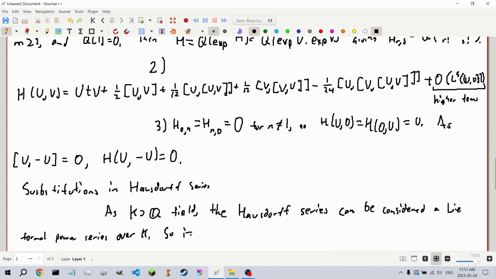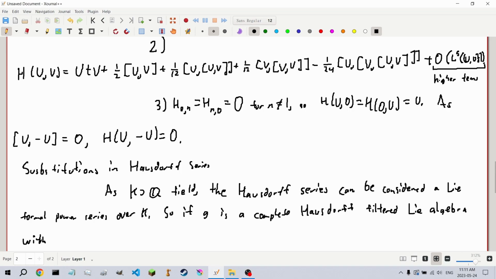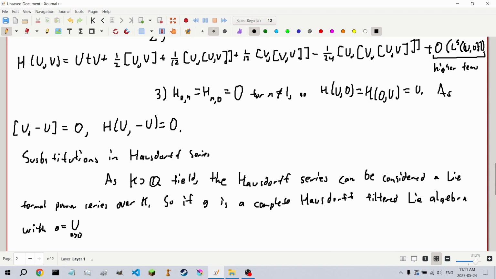So if G is a complete Hausdorff filtered Lie algebra with G as the union of our positive G alphas, we can substitute some A and B in G for our U and V and H.